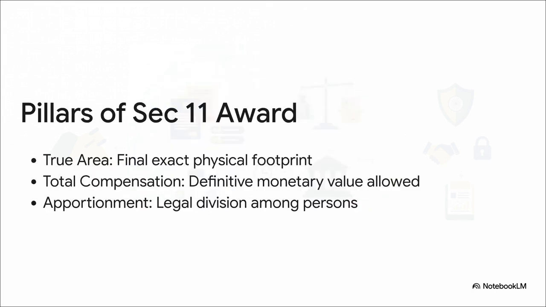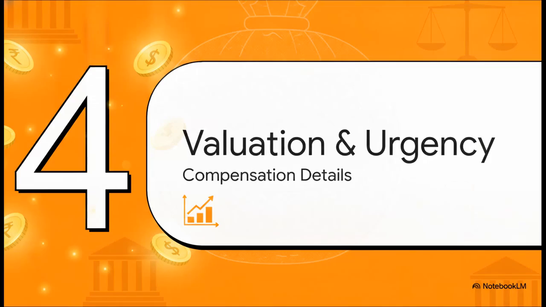All right, assuming we actually beat the clock, we arrive at the Section 11 Collector's Award. This is the final, conclusive legal dossier, and it's built on three main pillars. First is the true area, which is based on those exact physical footprints we talked about. Second is total compensation, meaning the definitive monetary value of the land. And third is apportionment, which is the legal division of those funds. That brings us to Part 4, Valuation, Compensation, and Urgency.